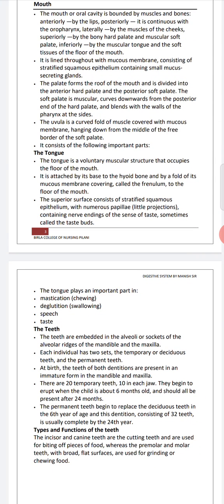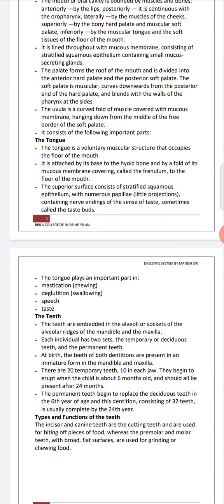The superior surface consists of stratified squamous epithelium with numbers of papillae. These are little projections containing nerve endings. They are responsible for the sense of taste. These papillae are also called the taste buds. In common language also we call them taste buds. The tongue plays an important role in chewing, swallowing, speech and taste. These are all the roles of your tongue.